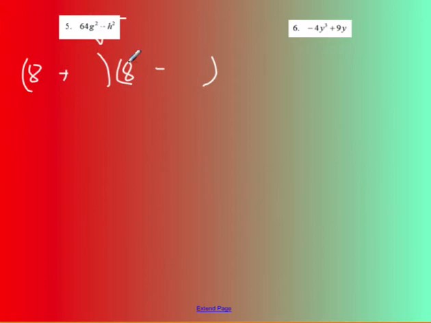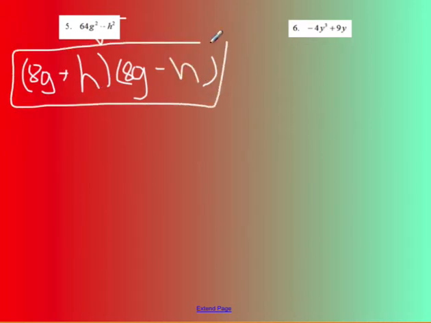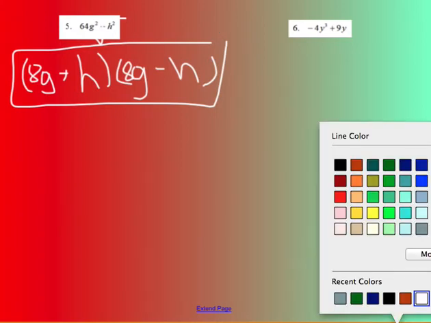Then the square root of g squared is g. The square root of anything squared is just that letter. So I have g's in each of those spots. Then I need to take the square root of h squared, which is just going to be h. So this right here is my difference of squares. Don't believe me? Go ahead and use the box method. I bet you get the same answer as you did for the original problem.